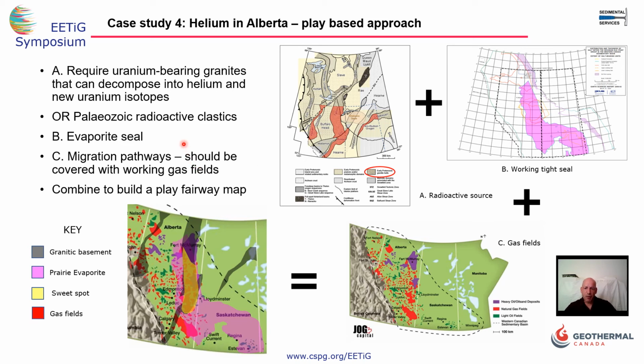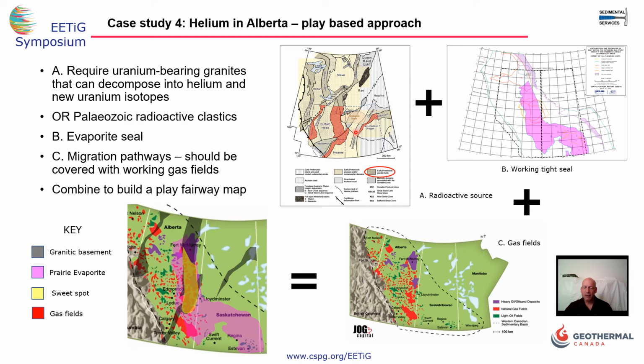We also need an evaporitic seal, and this is a map of a working tight seal running through from Saskatchewan into Alberta. So we have that second element here. And thirdly, we need some migration pathways, hopefully leading into working gas fields. In this case, it seems obvious that when the helium is migrating up into these gas fields, that would be a good target if you're already producing the gas.